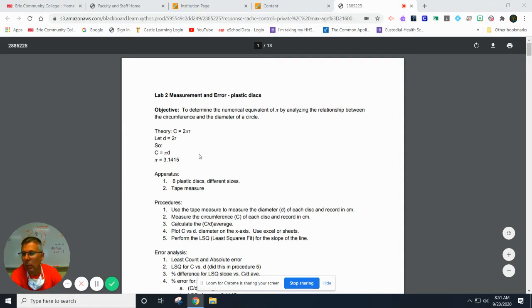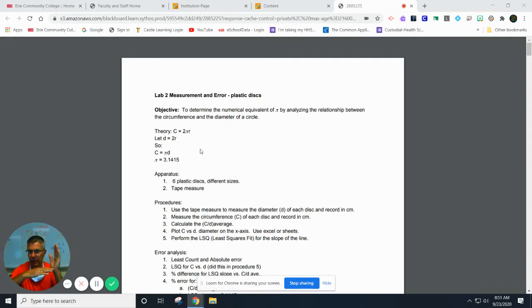So what would you get if you had circumference on the y and d on the x, and you graph the data? You would get a slope of pi, 3.1415. In this scenario, you have 6 plastic discs of different sizes, and you have a tape measure.